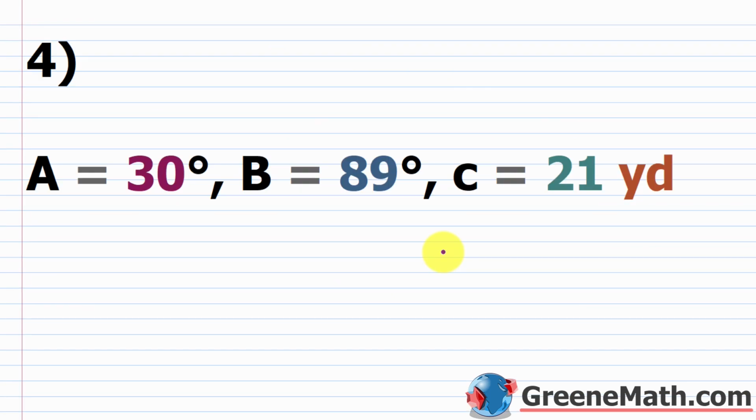All right, let's take a look at problem 4. So here the measure of angle A is 30 degrees. The measure of angle B is 89 degrees. And then the length of this side, which we're going to call C, is 21 yards. Remember, this is going to be opposite of our angle C.